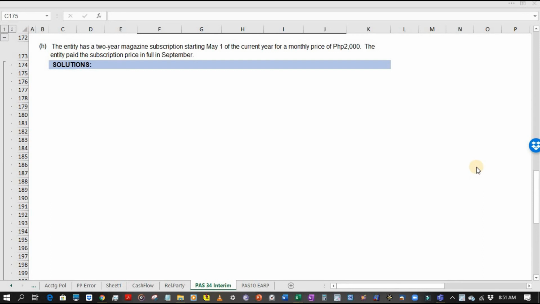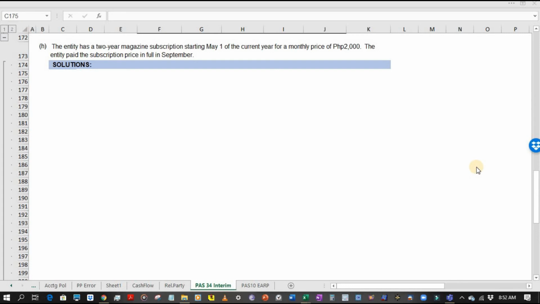The entity paid the subscription price in full in September. So again, letter H is similar to letter G, where the payment will not benefit only one time. The entity will be benefited from the payment for a period of time, and that is for 2 years, which is the 2-year magazine subscription. Because in letter G, the entity benefited from the payment of real property tax for 12 months. So this time we have 2 years.